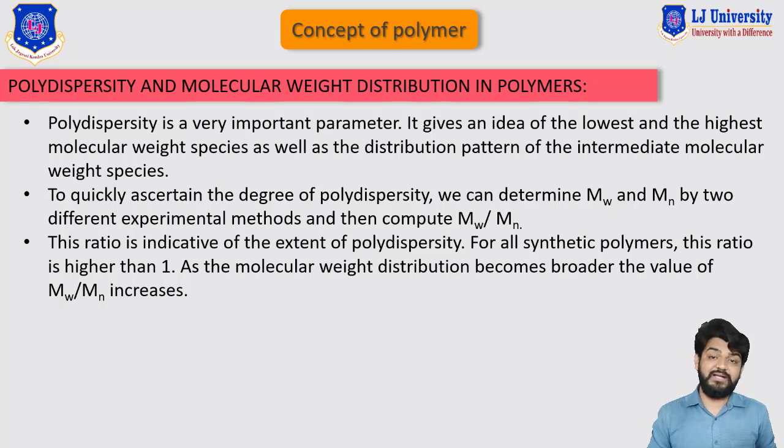And in order to counter that problem, we developed the concept of average molecular weight, in which we understood different averages of the molecular weight, such as number average molecular weight, weight average molecular weight, and lastly, the sedimentation and viscosity average molecular weight. After that, we developed knowledge of molecular weight distribution and the degree of polymerization. And lastly, we have seen polydispersity and how the ratio of Mw by Mn can affect the polydispersity of any polymer molecules.